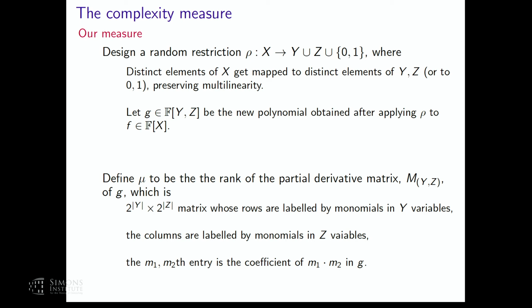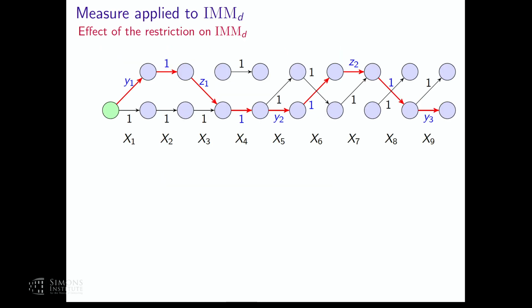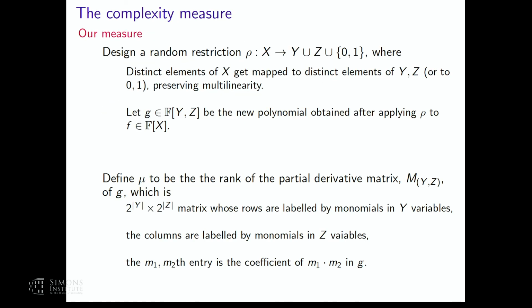So this is the measure we are going to apply. I haven't even told you what this measure is exactly, but I'll give you an example of it for IMM, and then we'll understand what the measure should be. It's the same one that Raz applies to the determinant. This is a partition of variables, so one has to be a little careful. Let me just show it to you in an example.